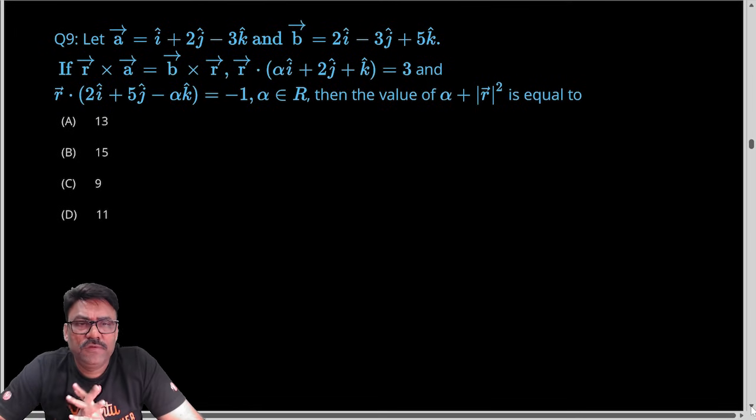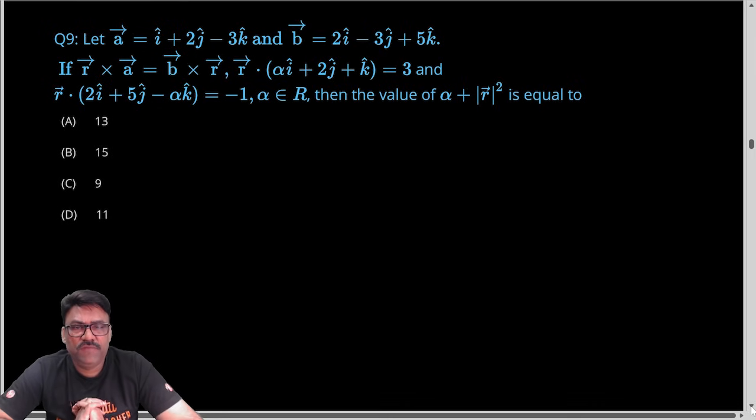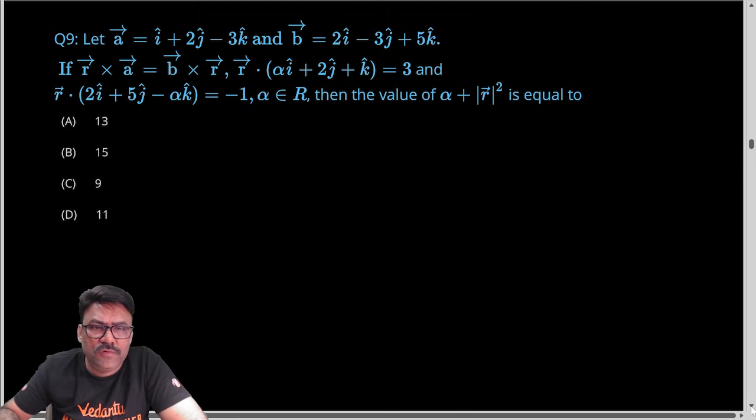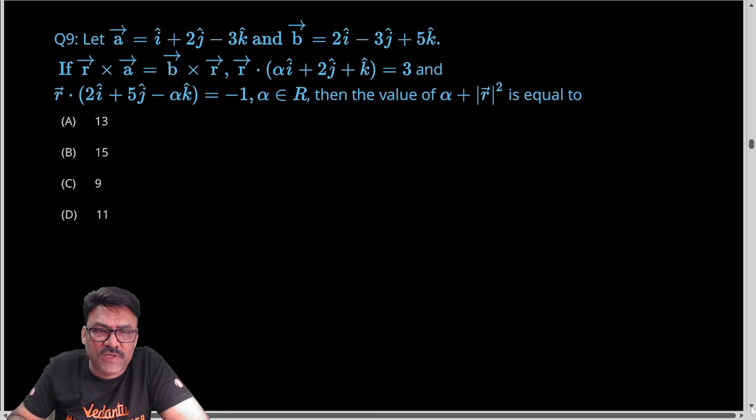Let's see this question now. This is from vectors. You are given two vectors here, A and B, completely given. Then we have a vector equation, r cross A is equal to B cross R, dot alpha I plus 2j plus k is 3. Then r dot 2I plus 5j minus alpha k is minus 1. So we have to get alpha plus mod r square, right? So first solve this given vector equation. What they are saying is that r cross A minus B cross R is 0.